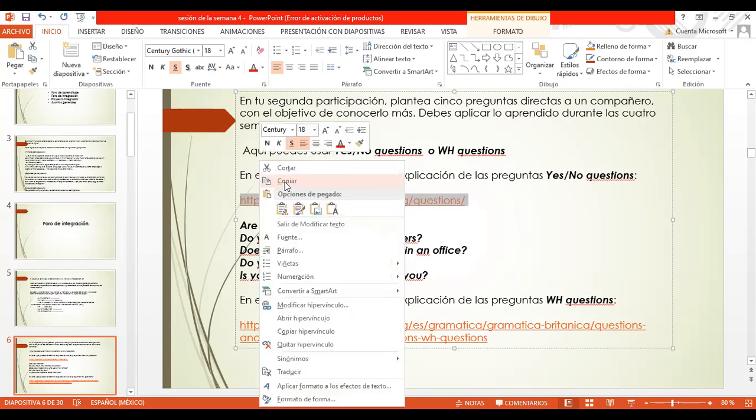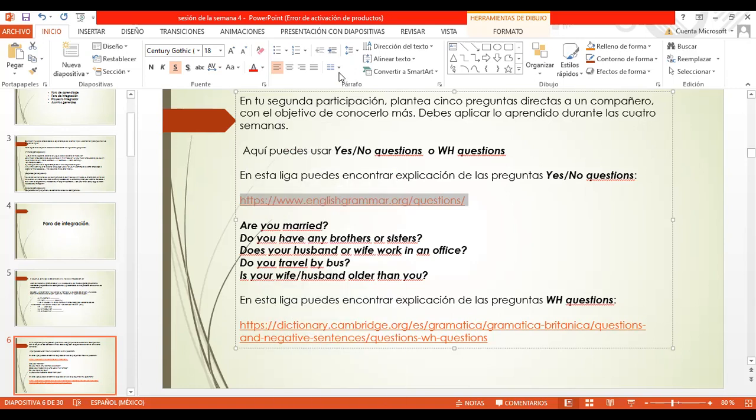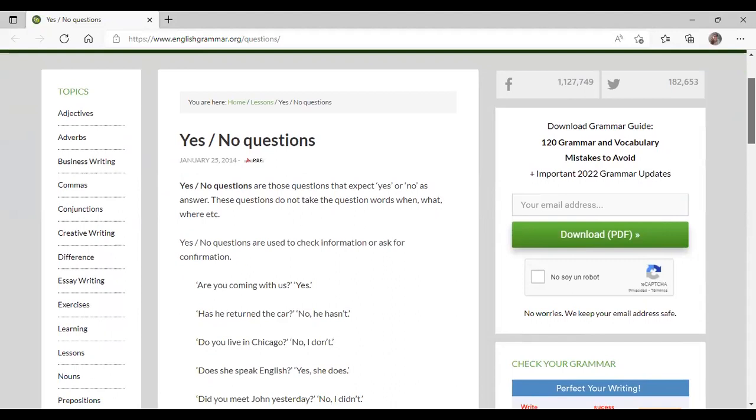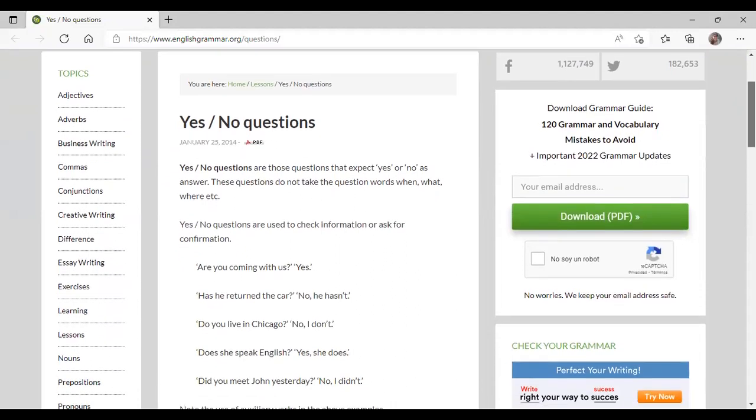Y bueno, esta liga que les voy a compartir, en esta liga hay una explicación de las yes, no questions. Vamos a darle clic a la liga y vamos a ir a la explicación de yes, no questions. This is just a brief explanation of yes, no questions. And if you have any comment, please let me know in the chat. Si tienen alguna pregunta, en el chat, chicos, para que yo las vaya contestando.